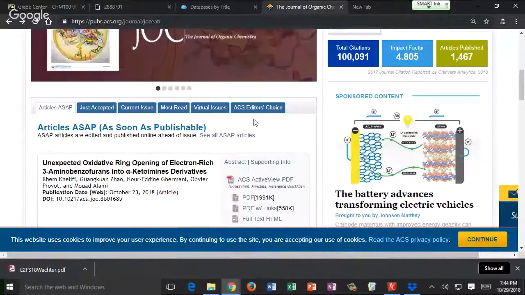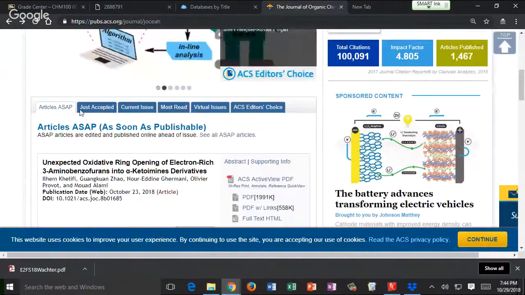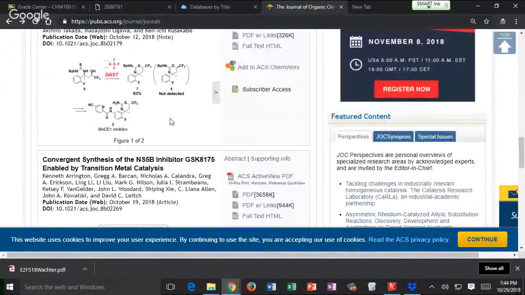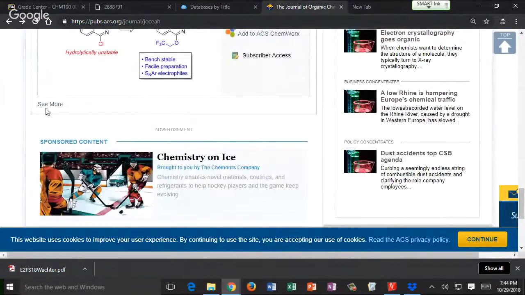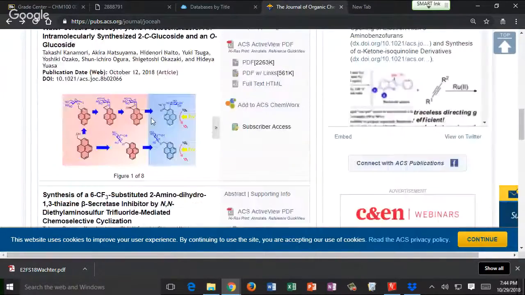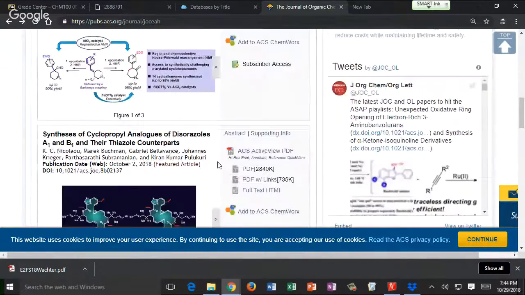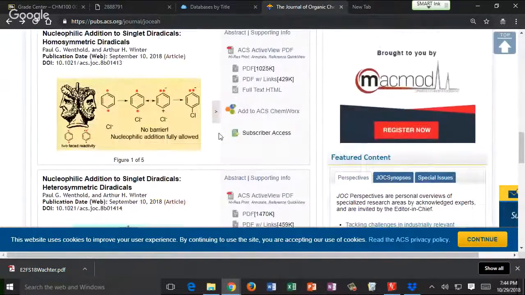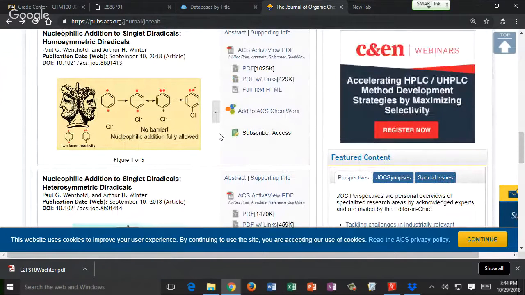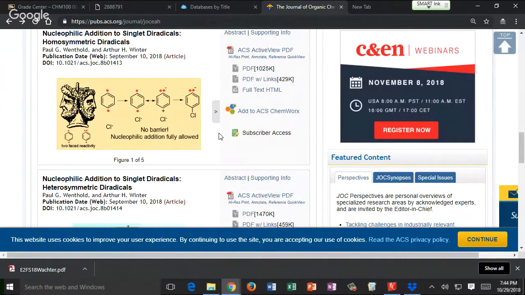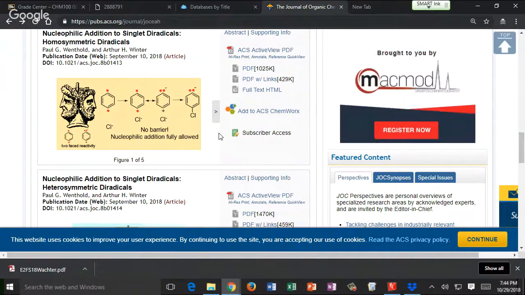These first few on the main page are the articles as soon as publishable. So there's however many there are of those. But if you get out of that, you can say see more, or you can go into the current issue, which will give you a whole bunch more of them. Again, you don't need to read them. You don't need to know what they're talking about. The goal is to find the structures, draw them, and label the functional groups and have at least one example of each functional group.